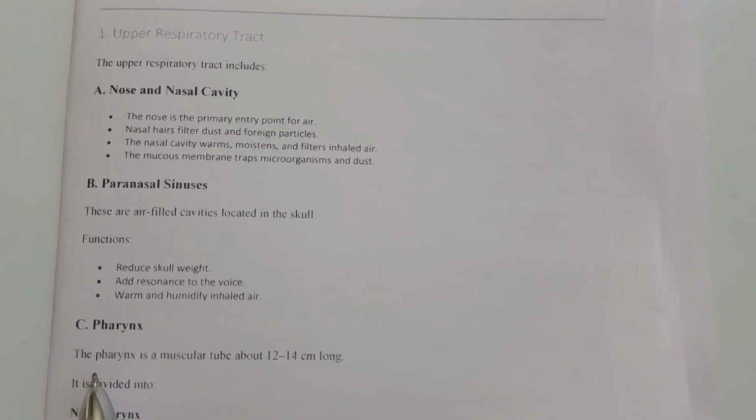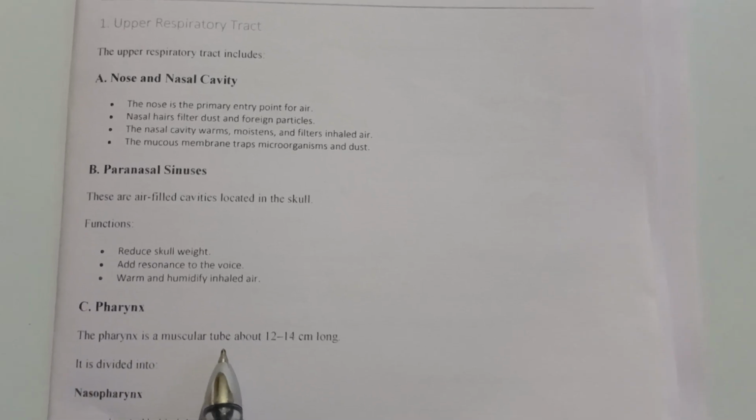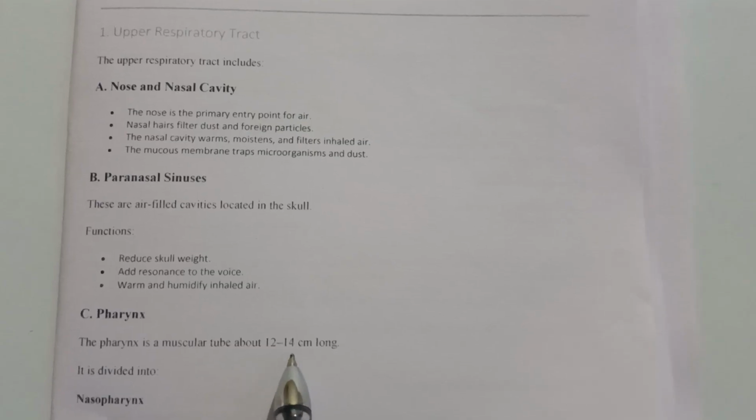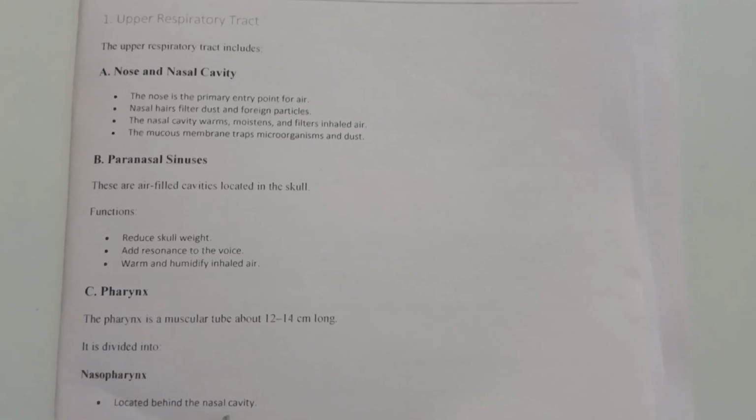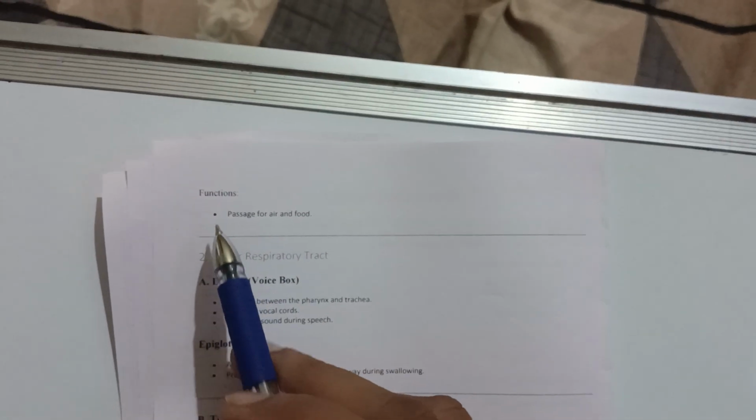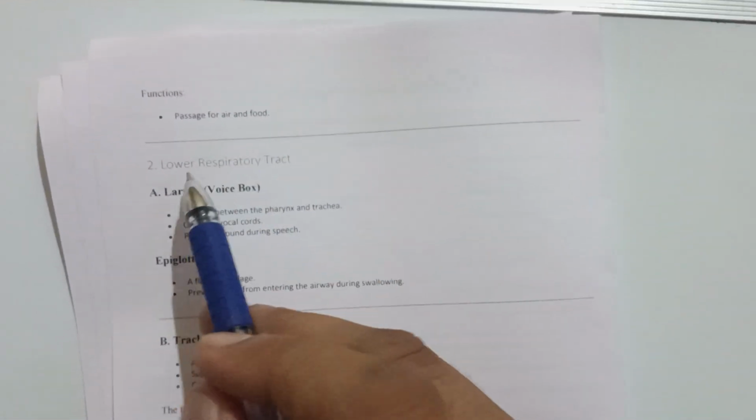Pharynx: the pharynx is a muscular tube about 12 to 14 cm long. It is divided into nasopharynx located behind the nasal cavity, oropharynx located behind the oral cavity, laryngopharynx connects the larynx and esophagus. Functions: passage for air and food.